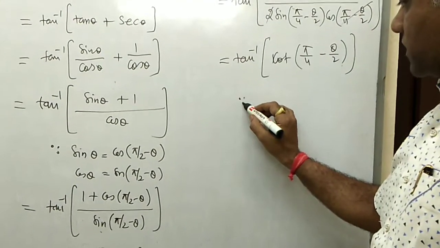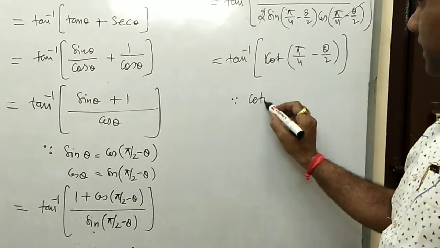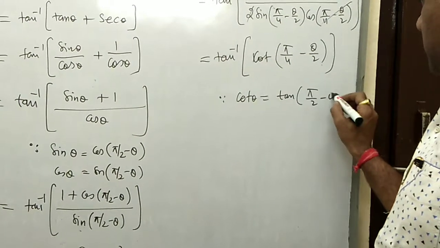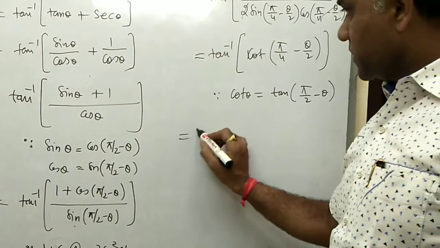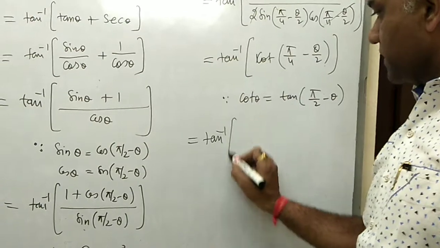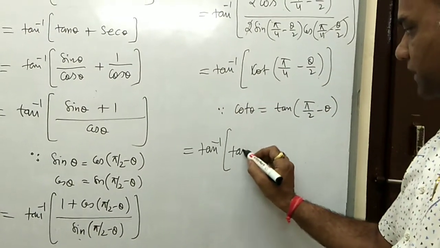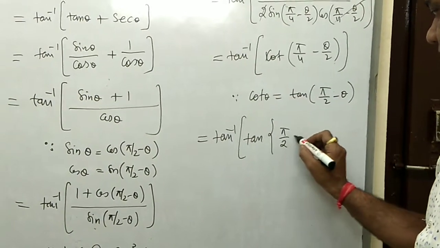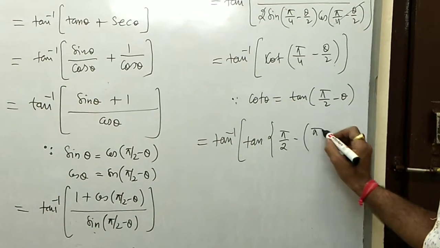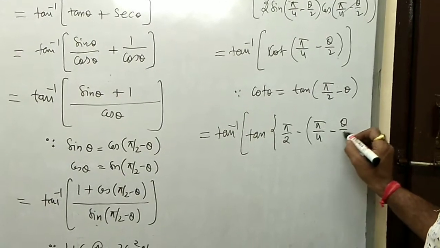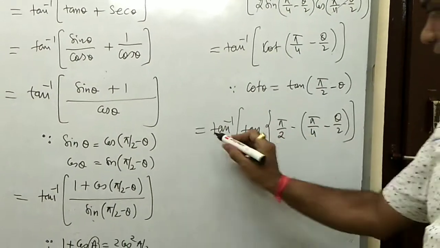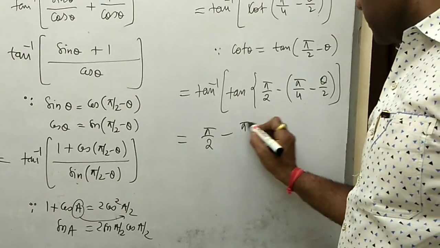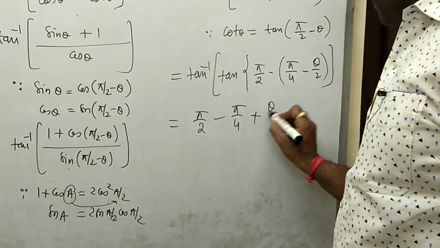So again you convert using the cotangent formula. We know that cot theta is tan pi by 2 minus theta. So tan inverse of cot, you write it in the form of tan, using the concept of pi by 2 minus theta, and theta is pi by 4 minus theta by 2. Okay, so now it is simplified. You have pi by 2 minus pi by 4 plus theta by 2.